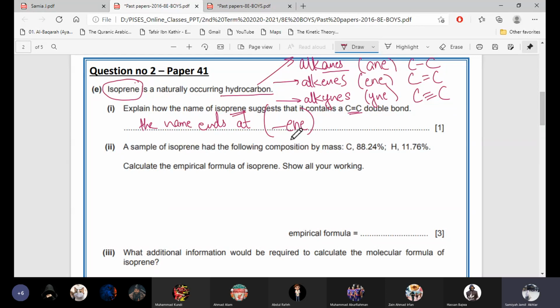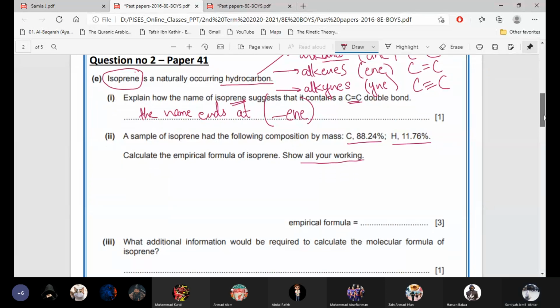A sample of isoprene had the following composition by mass: carbon is 88.28%, hydrogen is 11.76%. Calculate the empirical formula of isoprene. Show all your working. Remember, whatever the percentage is, it will be the same as the mass. So calculate the empirical formula quickly. And I know that you know how to calculate.